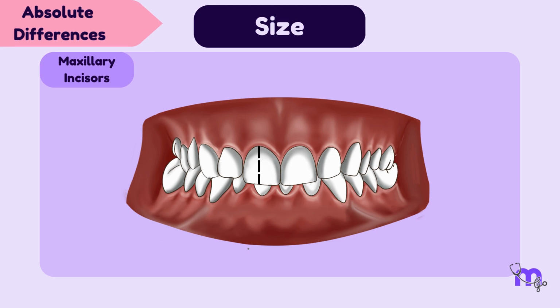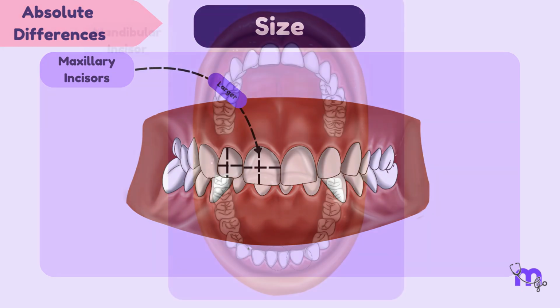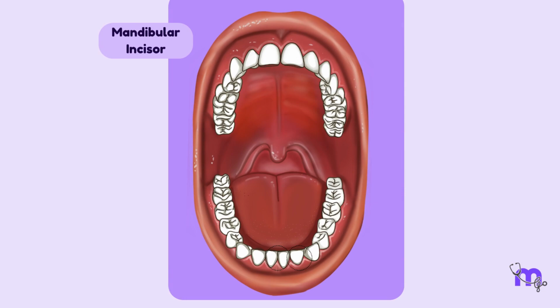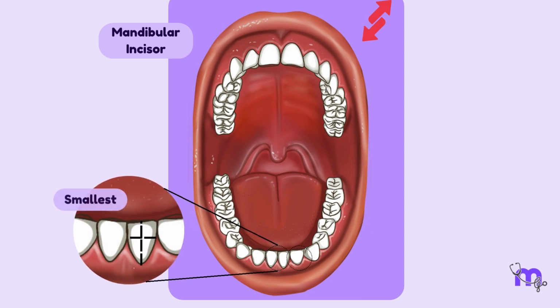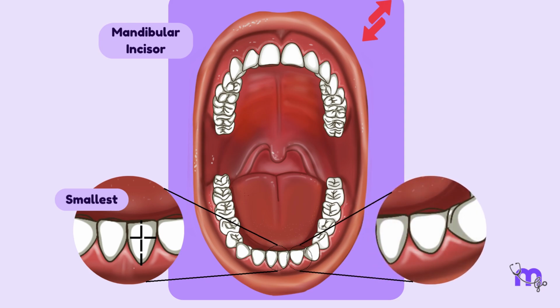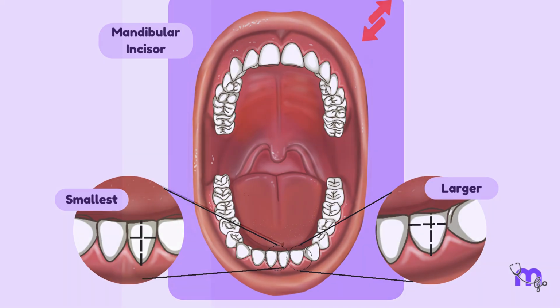When it comes to size, an interesting absolute difference can be noted between the maxillary and mandibular incisors. In the maxillary arch, the central incisor is notably larger than the lateral incisor. However, in the mandibular arch, this pattern is reversed. Here, the mandibular central incisor, being the smallest tooth in the dental arch, makes way for the mandibular lateral incisor, rendering it larger than the central incisor.